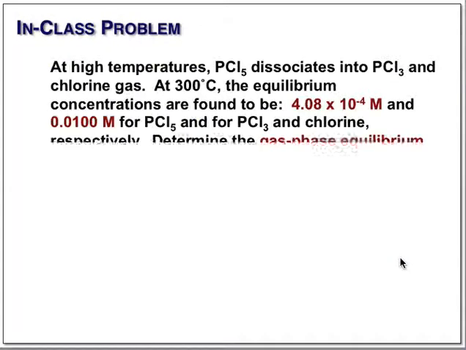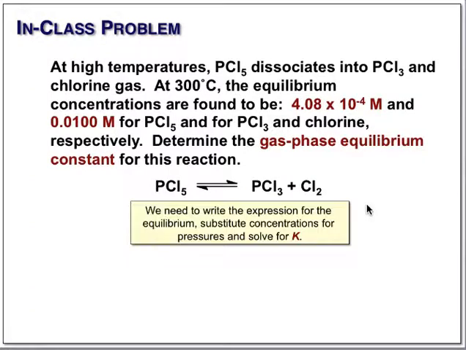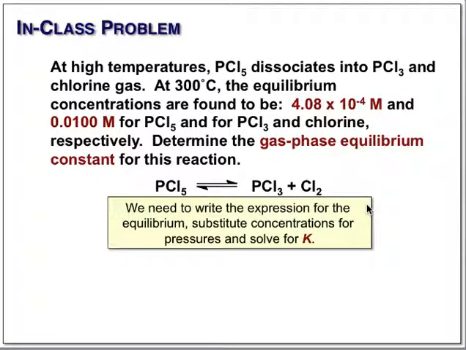Now let's do this a little bit differently here. Here I'm going to take some concentration data and I'm going to solve for a gas phase equilibrium constant. Now it's a simple reaction. Stoichiometry is 1-to-1. All we're going to do is write down our equilibrium expression and we're going to substitute and solve for our K.